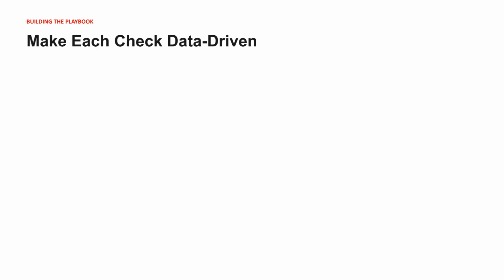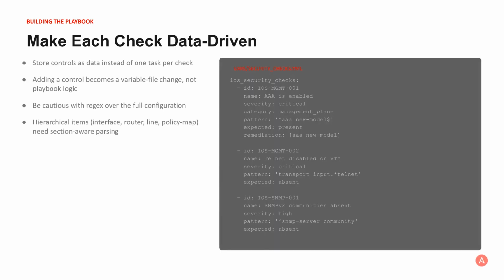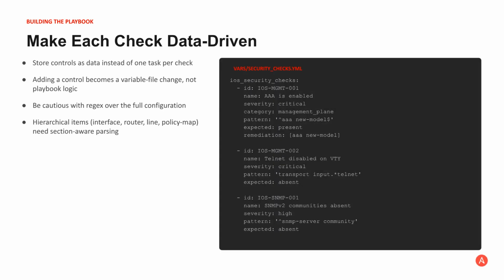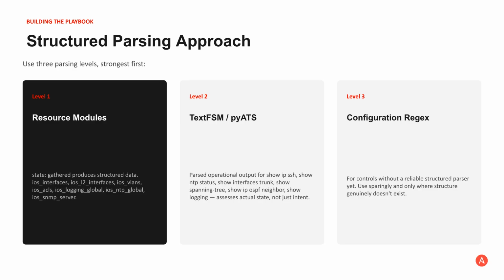To maintain scalability, we store security controls as data. Every check is defined by an ID, severity, and pattern, rather than as a hard-coded task. This allows the team to add or update controls simply by modifying a YAML file, avoiding complex changes to the underlying automation logic. We use 3 levels of parsing, prioritizing resource modules for their native structured data.